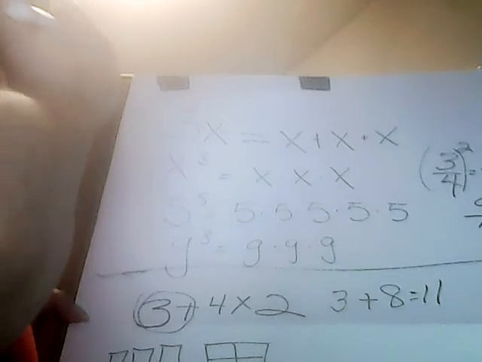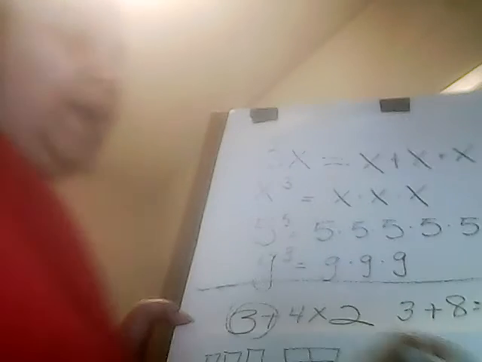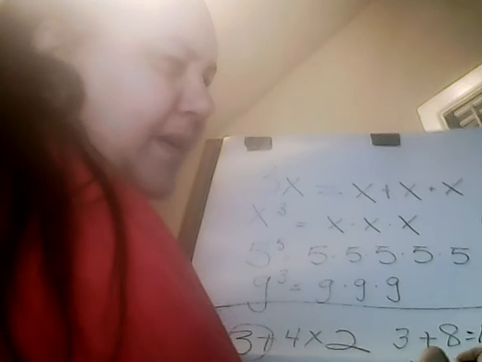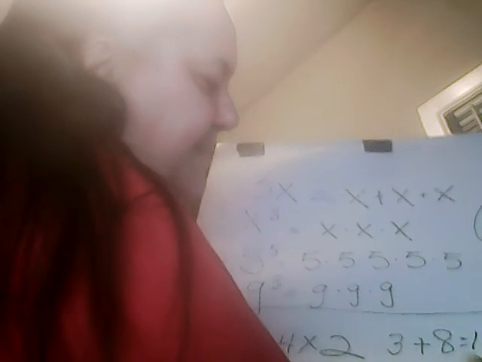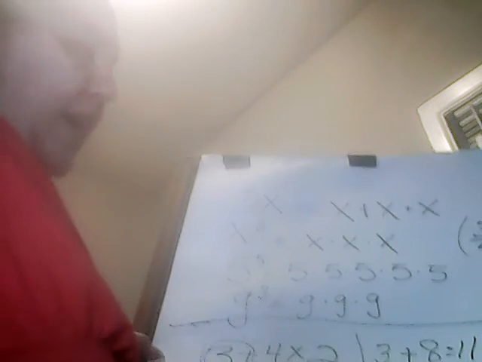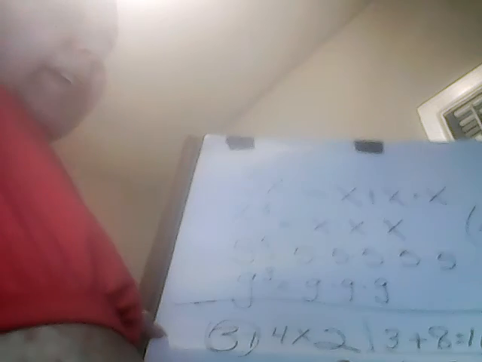Let's try another one real quick. How about 4 plus 2 times 7? Okay, now we know we're going to add 4 to something. 2 times 7 we know is 14, and we're going to add our 4, which would give us 18. Okay?